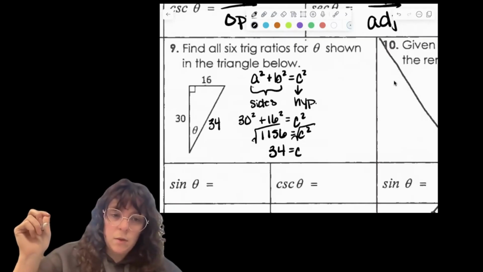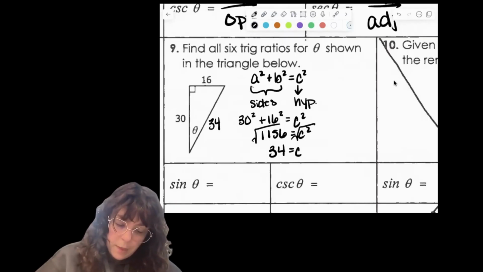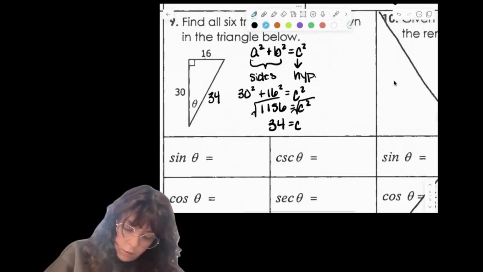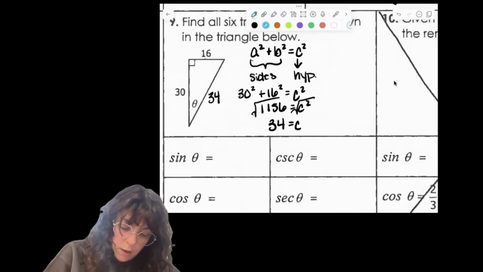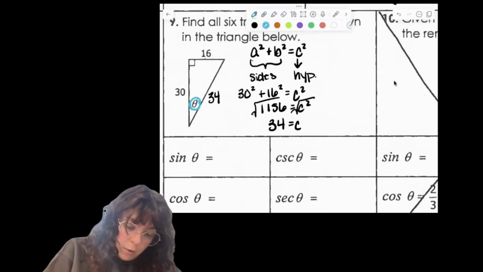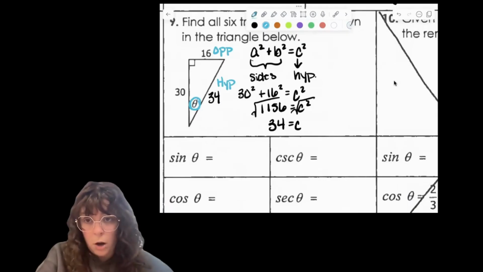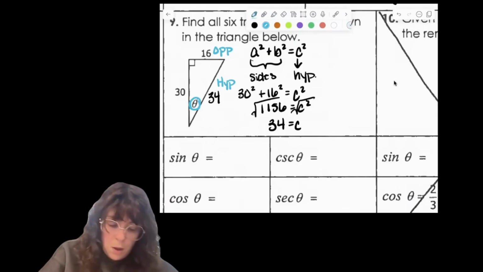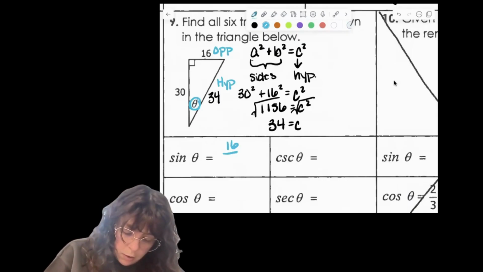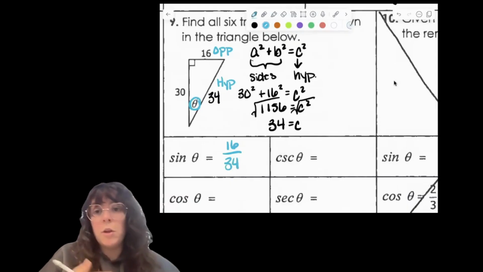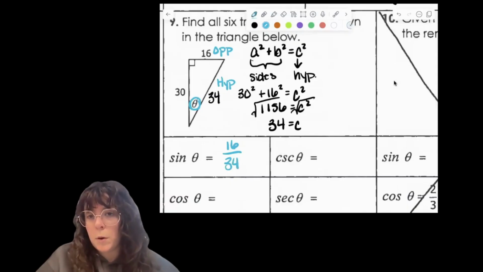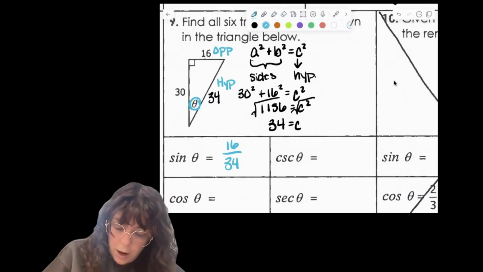All right, so sine is opposite over hypotenuse, and we're using this angle here. So this is the opposite. This is the hypotenuse. Hypotenuse is always across from the right angle. So I've got 16 over 34. So then for cosecant, which is the reciprocal, we just flip that fraction upside down. We're going to have 34 over 16.